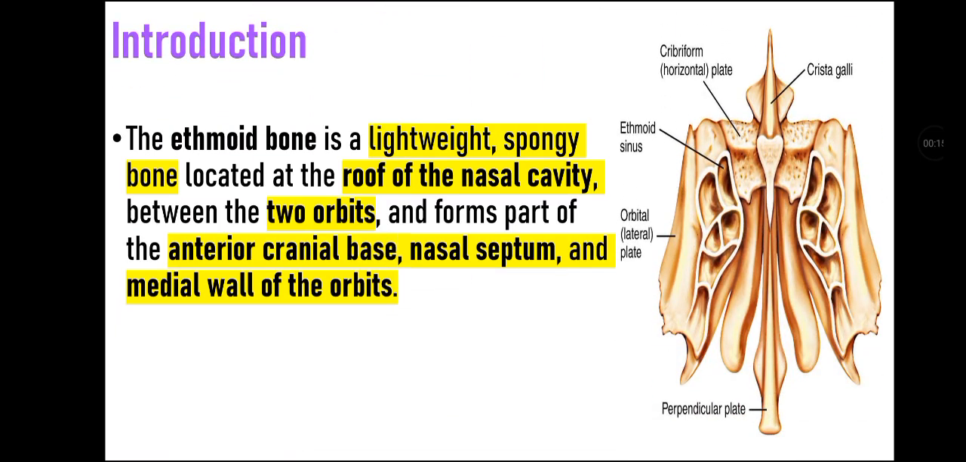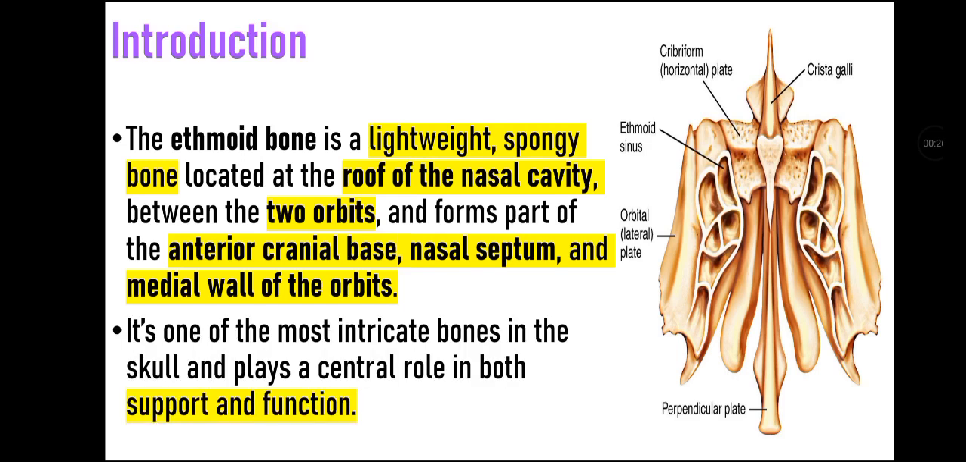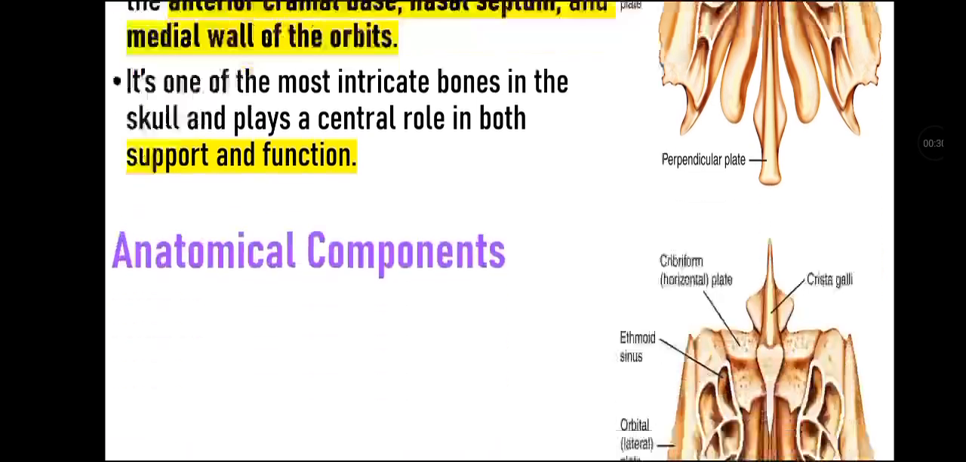Ethmoid bone is a lightweight, spongy bone located at the roof of the nasal cavity between the two orbits and forms parts of the anterior cranial fossa, nasal septum and medial wall of orbits. It is one of the most intricate bones in the skull and plays a central role in both support and function.